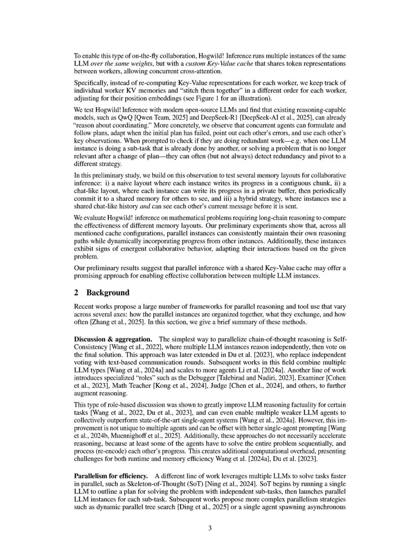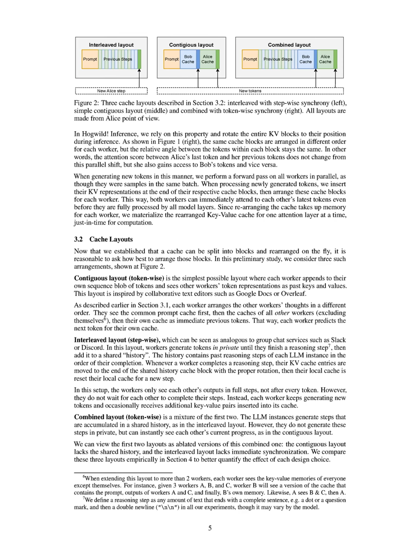The Hogwild inference method operates by allowing multiple instances of the same LLM to collaborate dynamically without a predefined framework. Key steps include running these instances over a shared key-value (KV) cache, which enables concurrent cross-attention, allowing each worker to access and utilize the tokens generated by others in real time. The method employs a custom cache layout that can be rearranged on the fly, ensuring that each worker can see the latest tokens generated by their peers while maintaining their own reasoning paths.